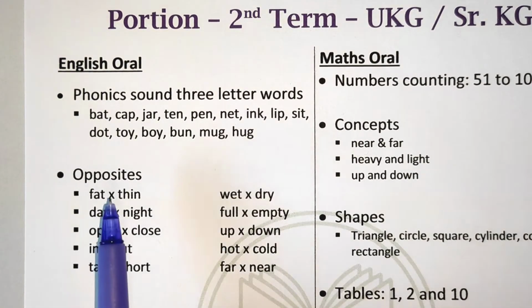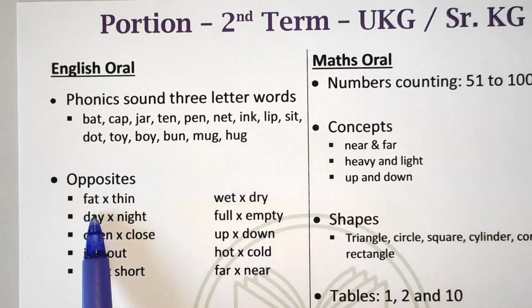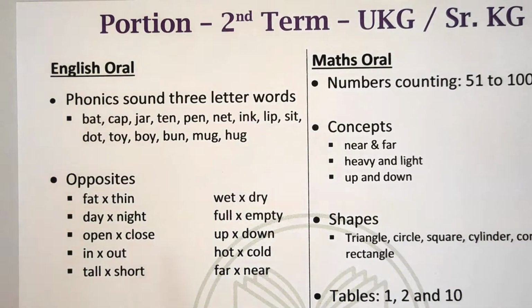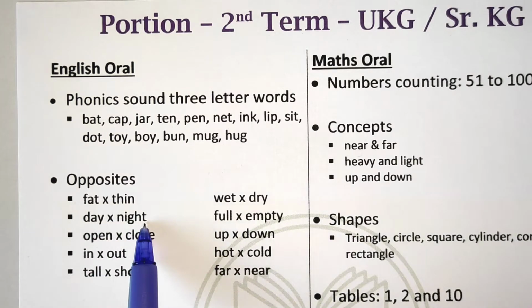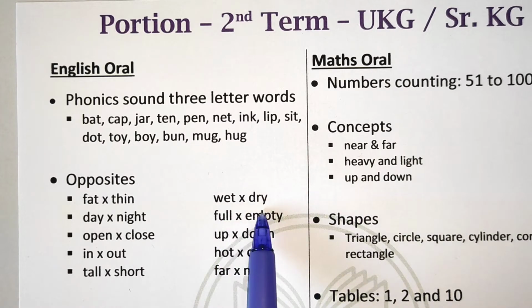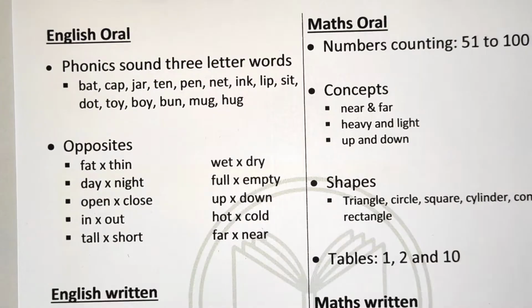The next is opposite words, and the words are fat, thin, day, night, open, close, in, out, tall, short, wet, dry, full, empty, up, down, hot, cold, far, near. We have already learned these opposites in our first term, so keep it in your practice.